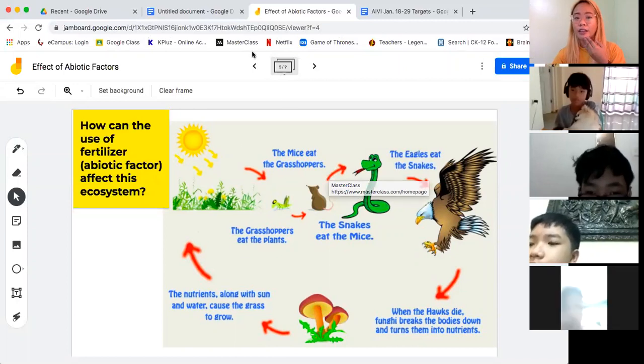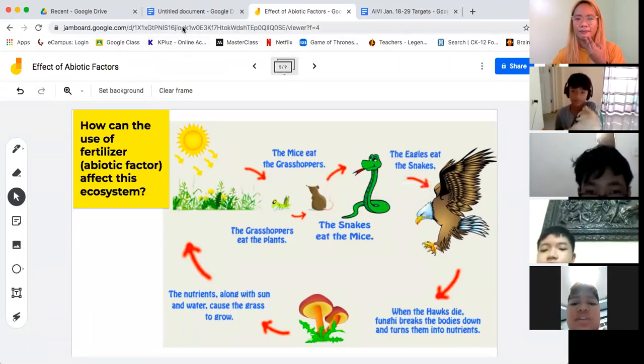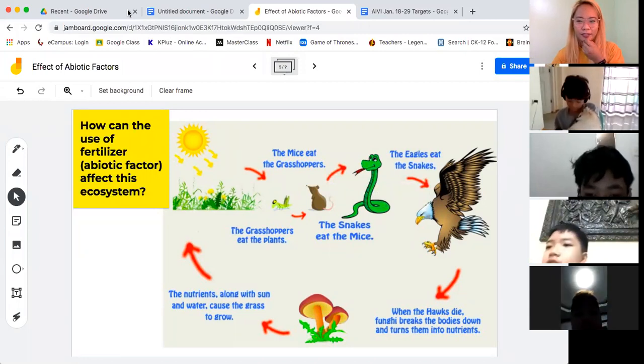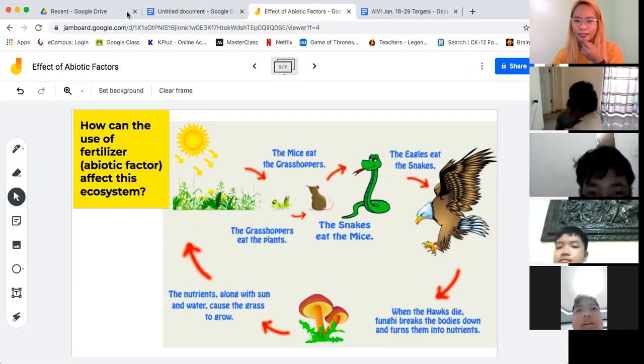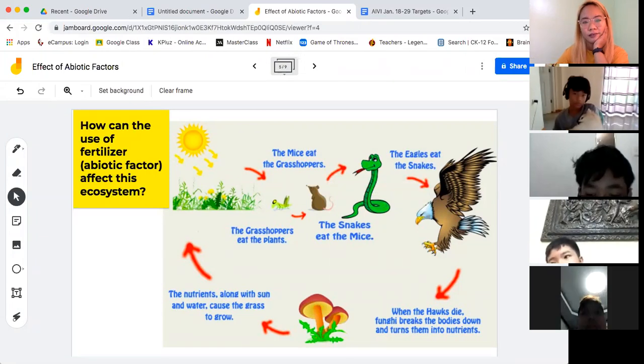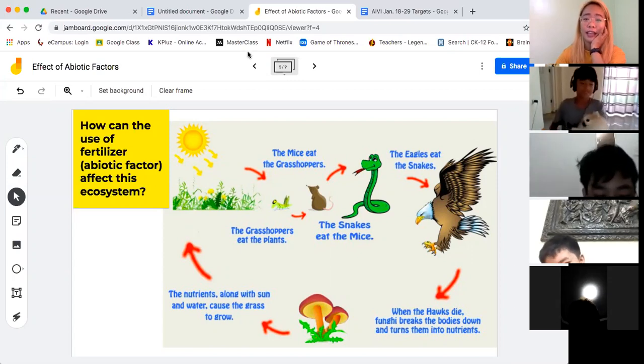Sure. If you put a chemical fertilizer on the soil, of course, yes, the plants will grow fast, but the soil will be broken. Like, the water will decrease as fast as the soil is dry, and the animals won't be able to drink water. So possibly all the animals in the area might die. Okay, thank you very much, Kuya Yuri.